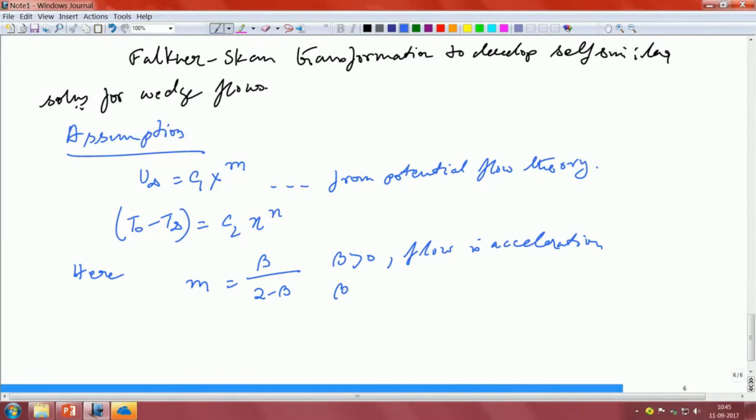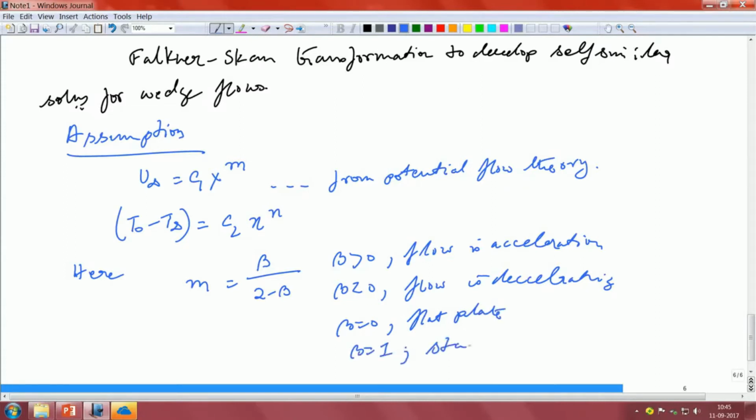Beta less than 0 implies the flow is decelerating. That means it's basically a diffuser kind of a flow or a divergent nozzle. Beta equal to 0 implies a flat plate. Beta equal to 1 implies a stagnation flow. So you can see the corresponding m's you can find out from this particular expression. One thing you can notice is that when beta is equal to 0, m is also equal to 0. So flat plate basically corresponds to m equal to 0.